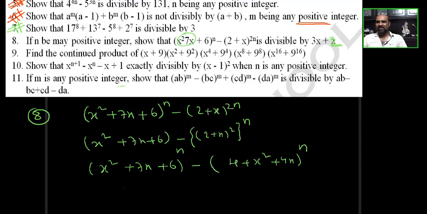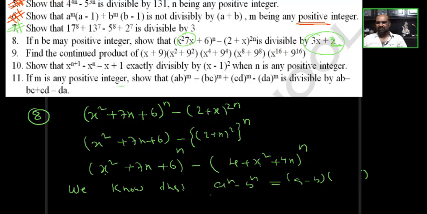If you take plus, Nana, what happens? X square plus x square, 2x square you will get, but you want to prove that it is divisible by a linear factor. That's why I want to use the second part, that is a power n minus b power n is divisible by a minus b. Okay, that I will write. We know that a power n minus b power n equals a minus b into some polynomial.